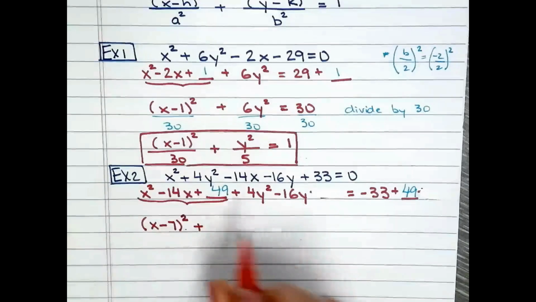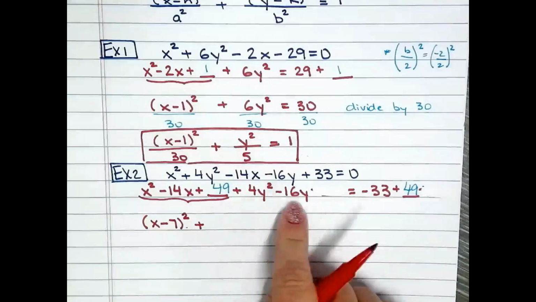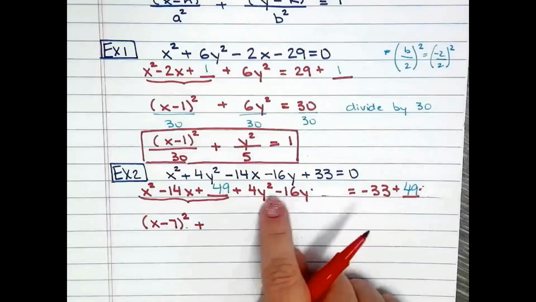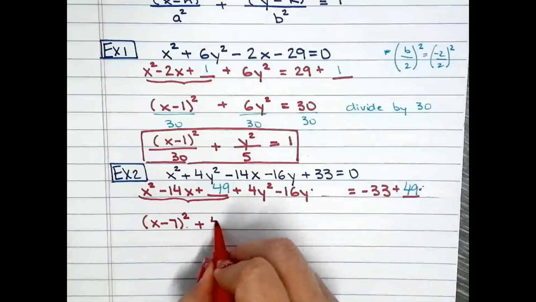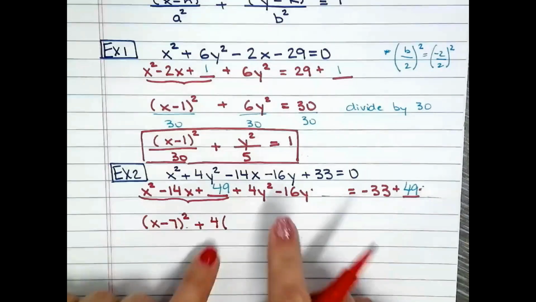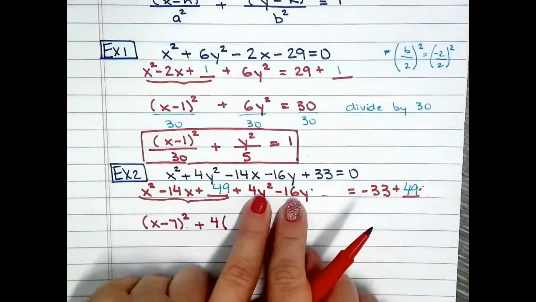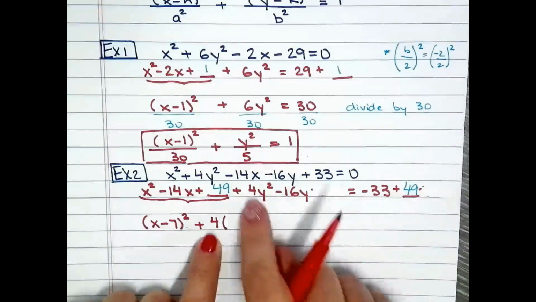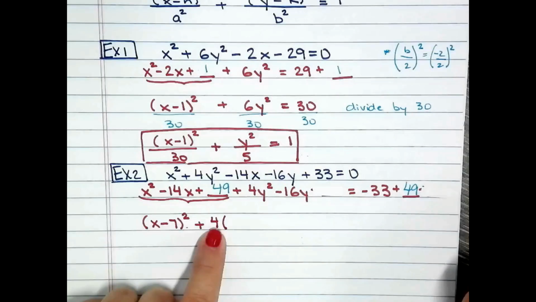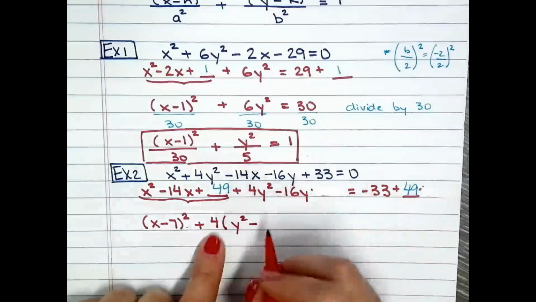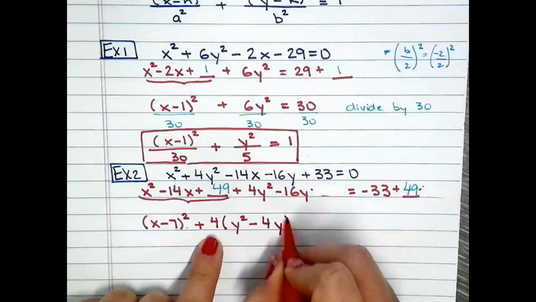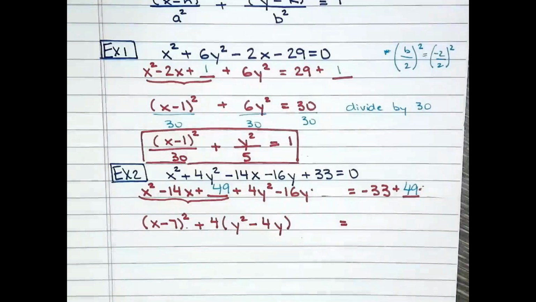Plus, now when I look at 4, I look at 16. I'm like, since we're talking about factoring here, why not factor this 4 out? That's what I'm going to do. So factor the 4 out. 4 is the GCF between these two. Divide this one by 4, you get y squared. Divide this one by 4, you get 4y. And then equals whatever we have here: 49 minus 33, 16.